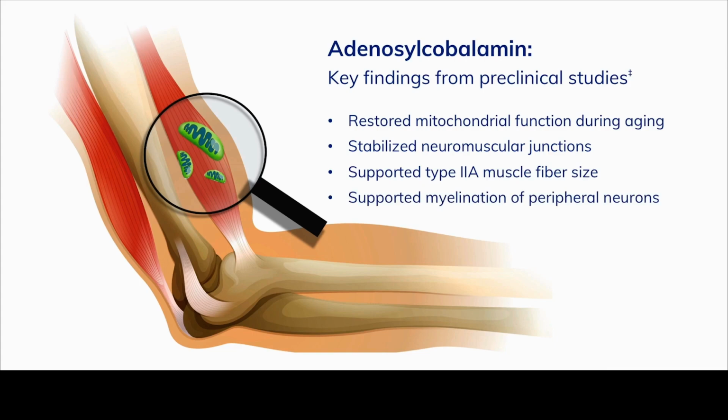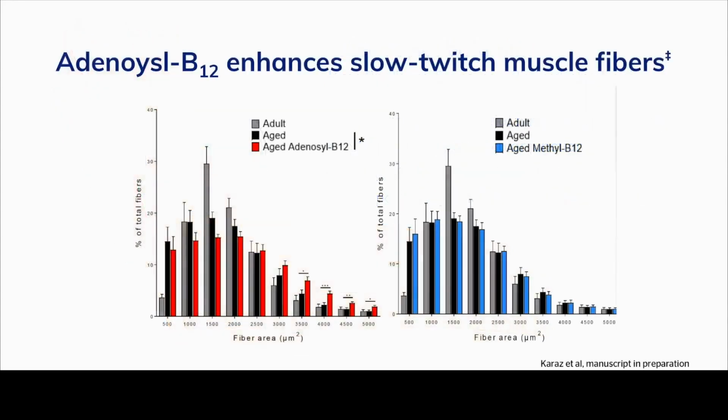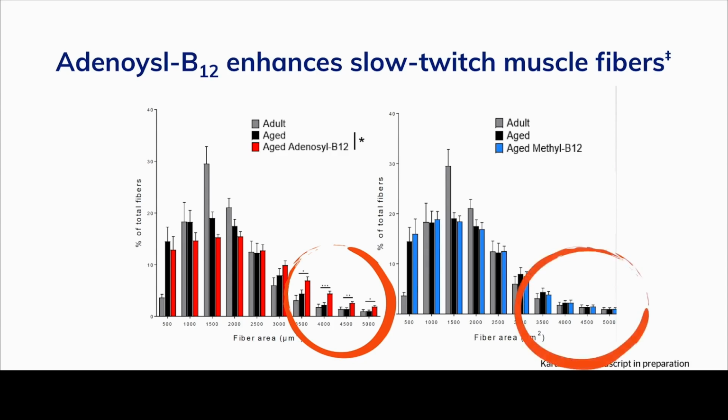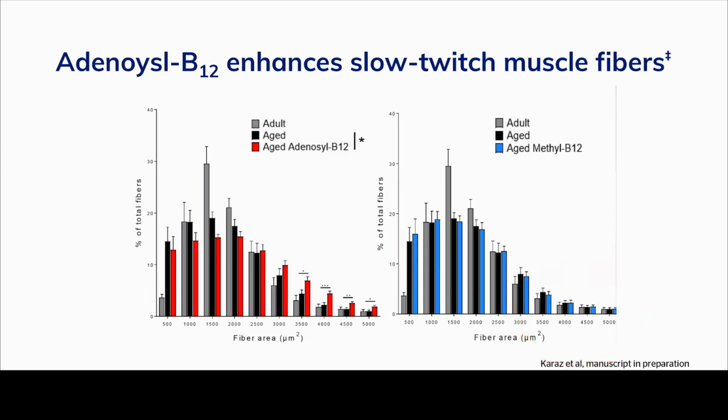So the slow twitch muscle fibers that were studied in this experiment are the types of muscle fibers that we rely on every day for walking and other daily activities. And this figure shows that old rats who were given adenosylcobalamin had a greater proportion of bigger, slow twitch muscle fibers than rats who did not receive the supplement. And on the right, you could see that this benefit was not evident for the methylcobalamin.